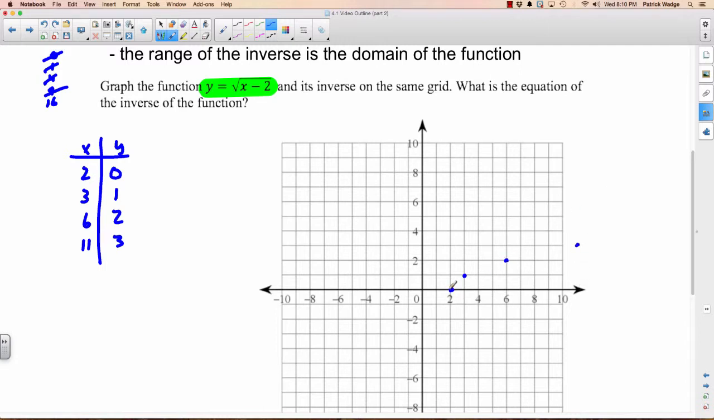Okay, this is what square root functions look like. They have this shape like that, and it goes on forever. Okay, that's the function right here.